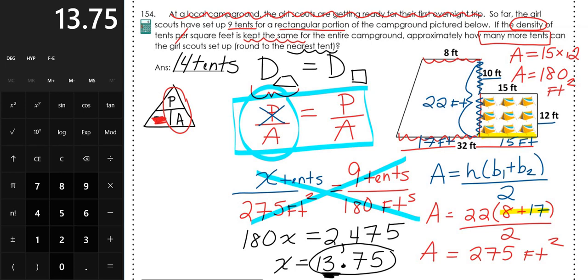Okay, so the big takeaway from this problem, when we're talking about population density and we have two different sections that we're talking about, we're going to make sure that we keep them consistent by setting up a proportion. Population over area. Population over area. Okay, let's keep moving.